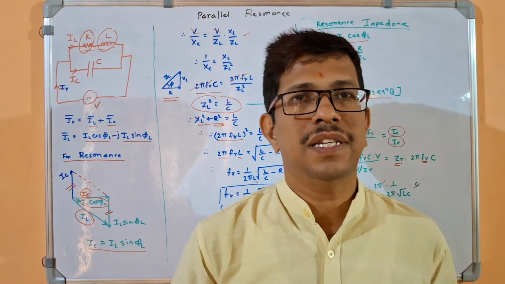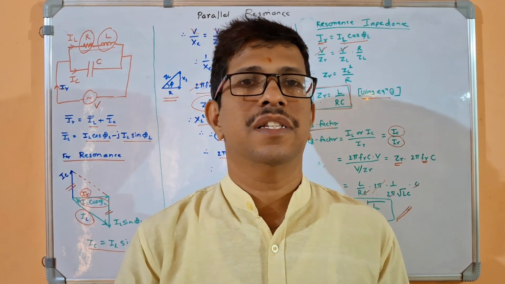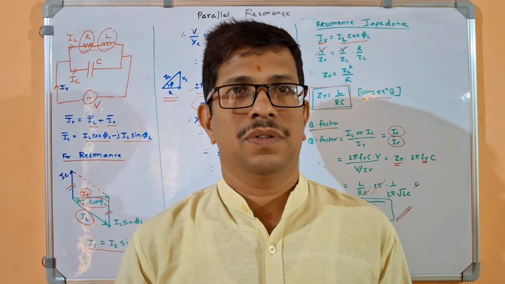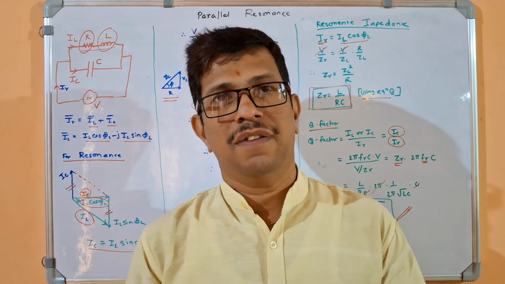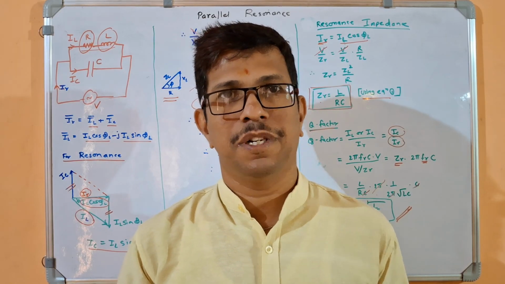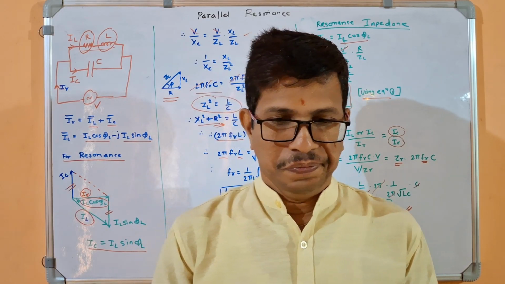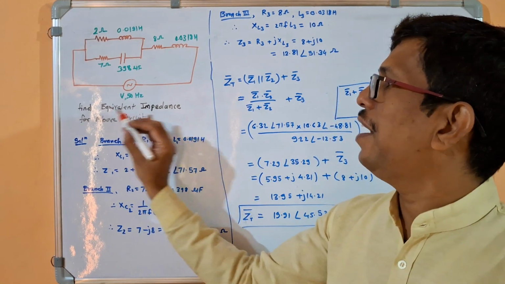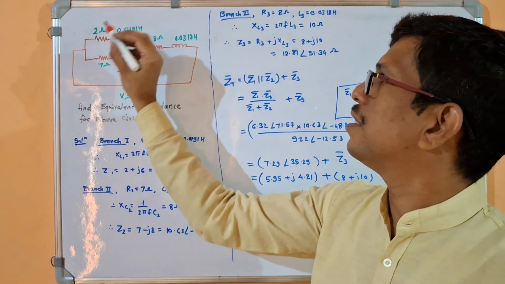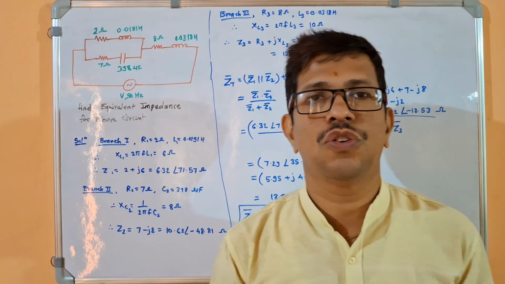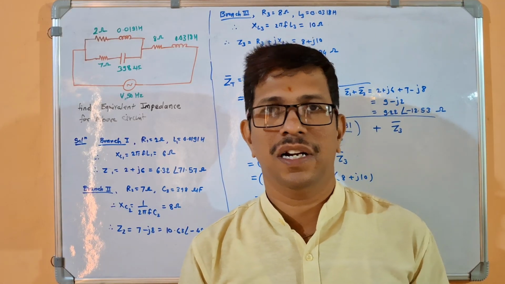Now we will see one numerical based on series parallel impedances. That will end our single phase AC circuit after completion of that numerical. Simple numerical I am taking here. Find equivalent impedance for the above circuit. This is the given circuit for which we want to find the total, equivalent impedance.